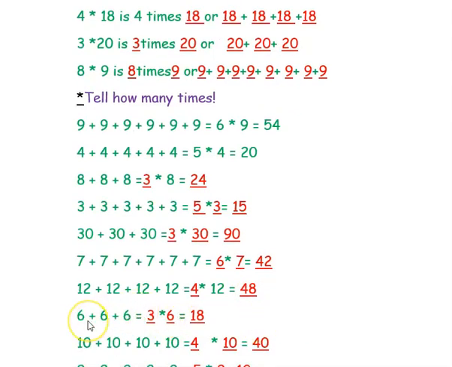The next number is 6 and it is 6 plus 6 plus 6. So, it's written 3 times. 6 is repeated 3 times. So, we can write it as 3 into 6 and we know that 3 into 6 is 18.